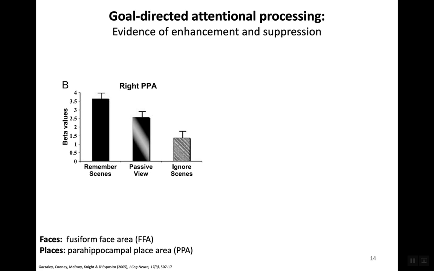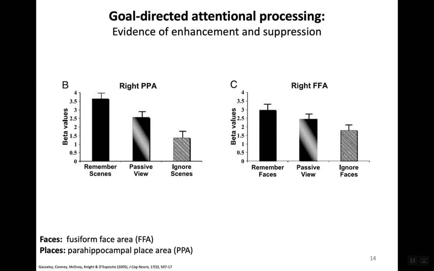But perhaps what is more surprising is the fact that when participants pay attention to faces and actively ignore scenes, we also see a reduction of activity within the right PPA. The more technical terms for that are enhancement and suppression. Brain activity is enhanced in the right PPA when participants pay attention to scenes, and activity is suppressed when they actively ignore scenes.